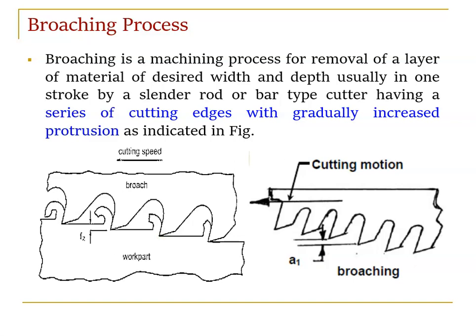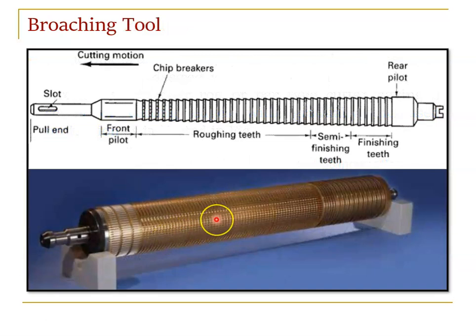So it is a metal removal process. This is the broaching tool. Here we have two pilots. This one is the front pilot, this one is the rear pilot. In between these two pilots we have teeth. The first part of the teeth we call the roughing teeth. The second part we call the semi-finishing teeth. The third part is the finishing teeth.